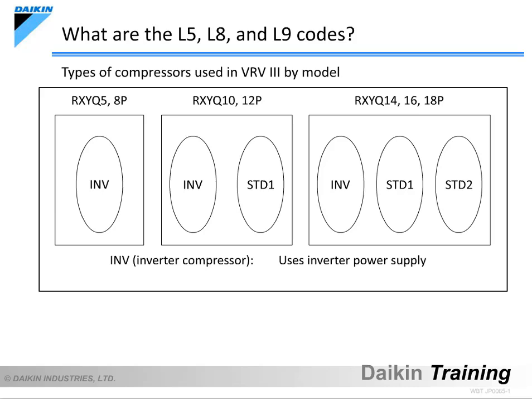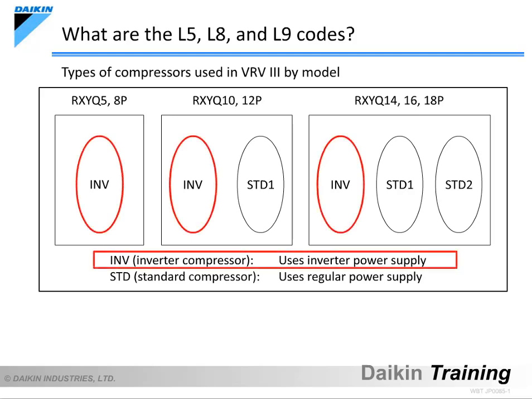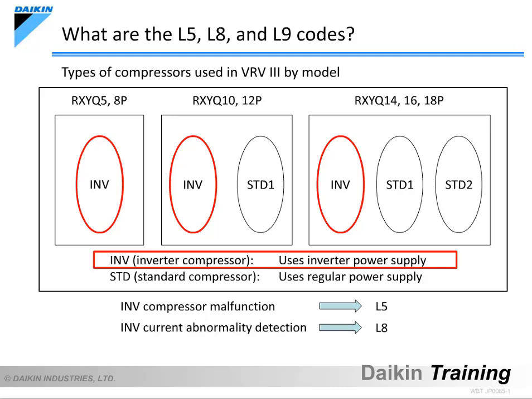There are two types of compressors. One is an inverter compressor that operates on an inverter power supply, and the other is a standard compressor that uses a regular power supply. The L5, L8 and L9 codes appear in the event the inverter compressor malfunctions. The L5 code is displayed when there is a problem with the inverter compressor itself. The L8 code is displayed when there is a problem with the current flowing through the inverter compressor or inverter circuit. The L9 code is displayed when the inverter compressor does not start up properly.